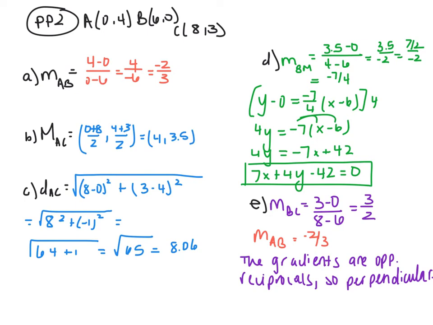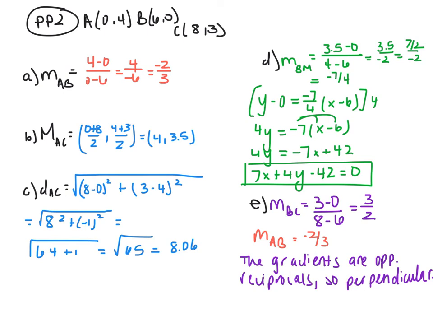We wanted to put it in standard form, so I need to clear out this denominator, so I multiplied everything by 4. So you get 4y is equal to negative 7 times the quantity (x minus 6). And then I distribute this negative 7, you get 4y is equal to negative 7x plus 42. And then move everything over to one side, you get 7x plus 4y minus 42 is equal to 0. Also, if you had subtracted this 4y across, a correct answer would have been negative 7x minus 4y plus 42 is equal to 0. So all three of these could have changed signs and still be correct.